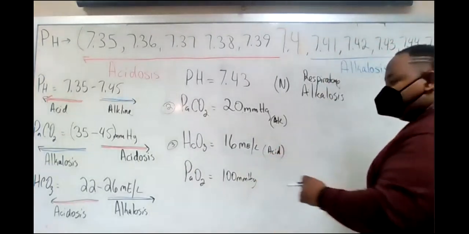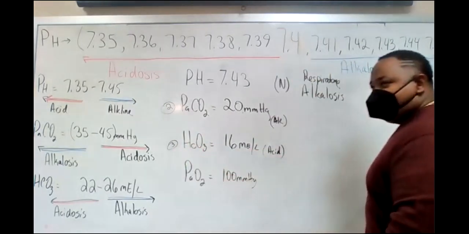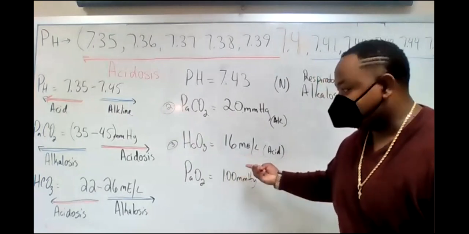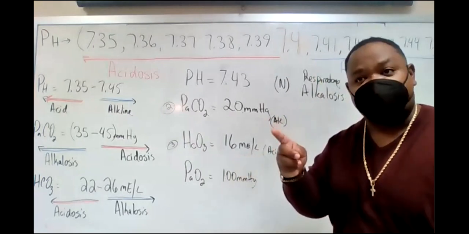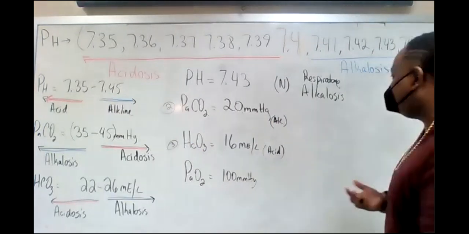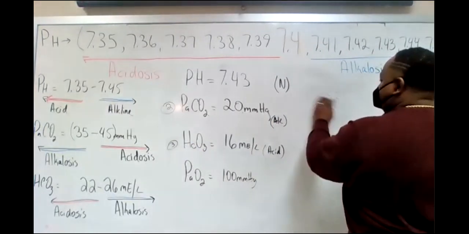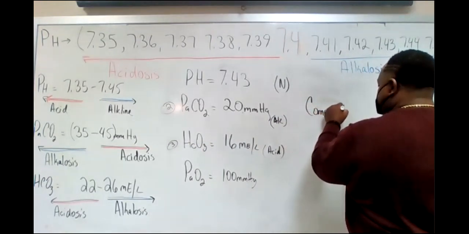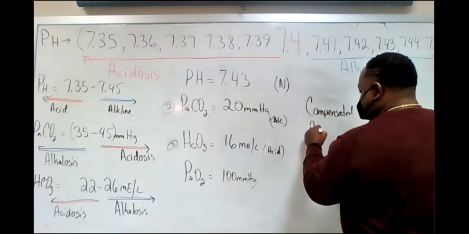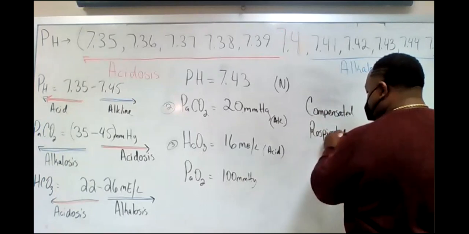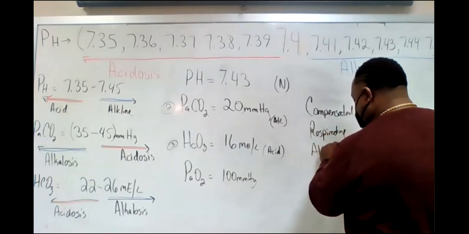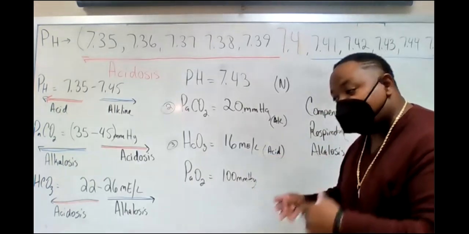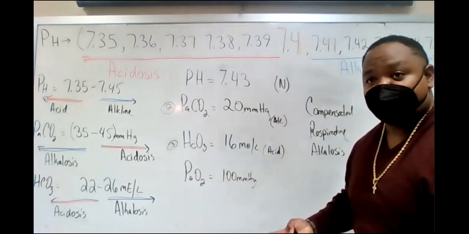All right. Now, the third player again is bicarb, right? Is the third player in normal range? Yes or no? No. So there is compensation. He's trying to pay something, right? So let's see if he paid it off. So we are in a compensated respiratory alkalosis. So we know the third player is not in normal range, so we know we have some compensation. He's trying to compensate, right?